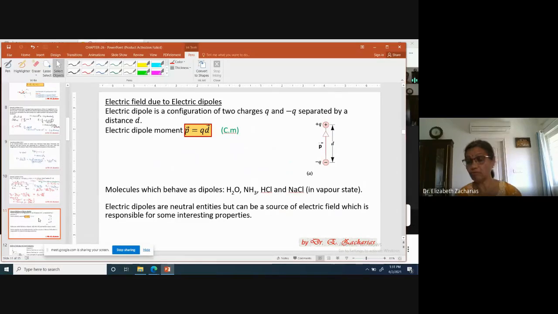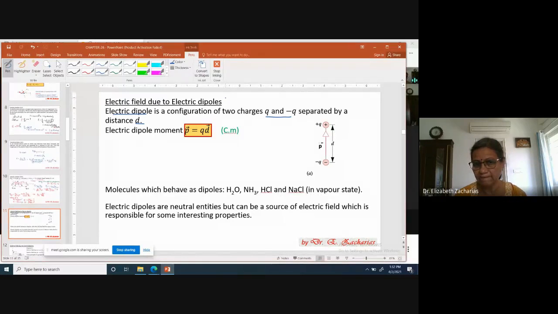So now from one single charge, we were talking about Q as one point charge. From there, let us move to two discrete charges, Q and minus Q, separated by a distance d. And this entity is called an electric dipole. I'm sure you must have heard this word, electric dipole.